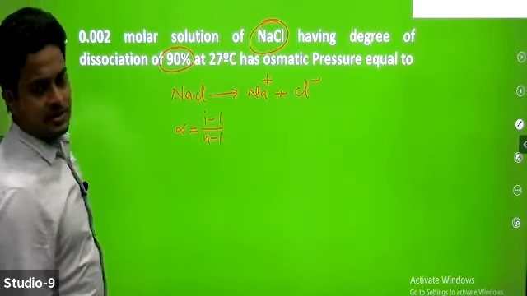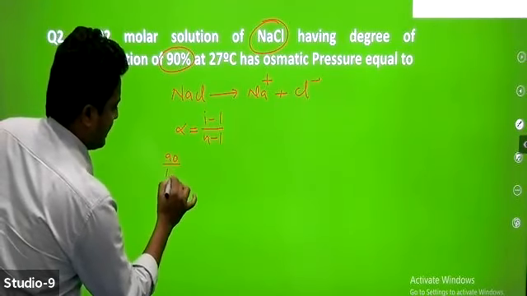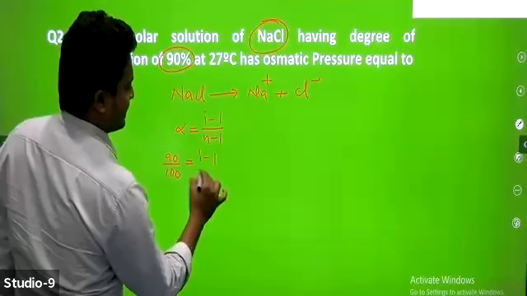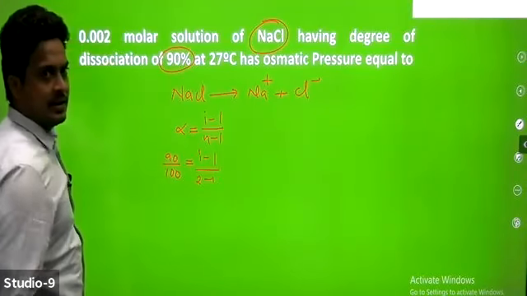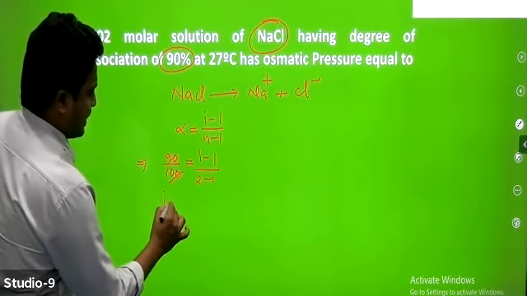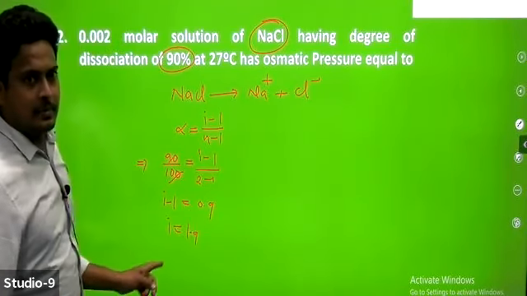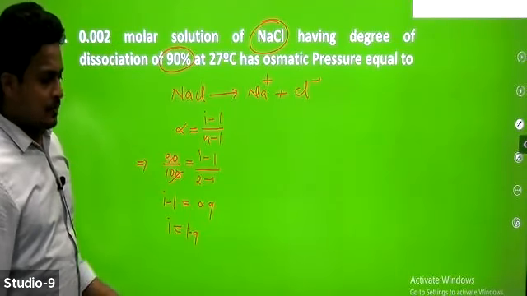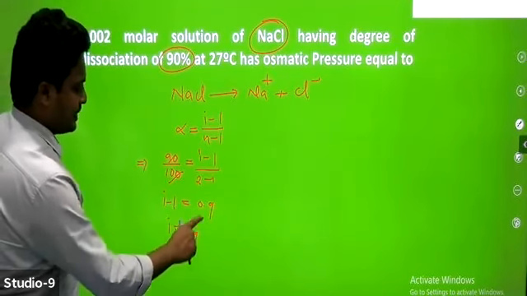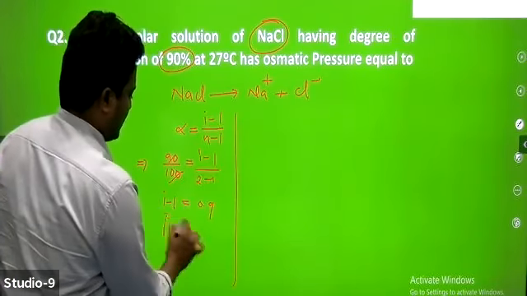The degree of dissociation given is 90%, so 90 by 100 equals i minus 1 over 2 minus 1, which is 1. So 90 by 100 is 0.9. i minus 1 equals 0.9. Taking minus 1 to the other side gives plus 1. So i equals 1 plus 0.9, which is 1.9. So here i is 1.9.